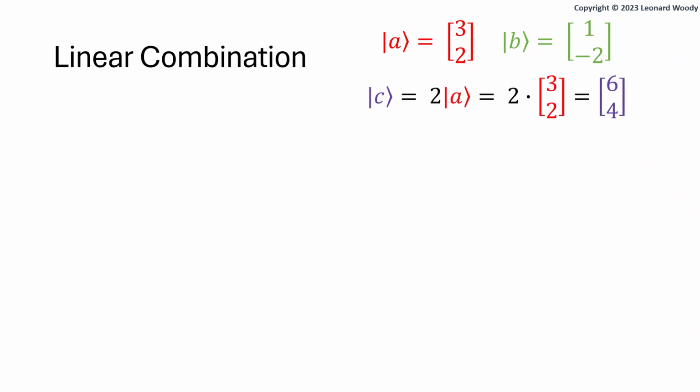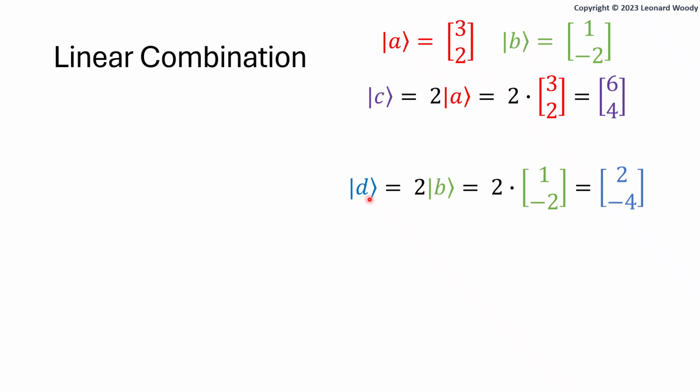Okay, so now that we've learned vector addition and scalar multiplication, we can take these two things and do linear combinations. So let's start with our two vectors, A and B. And from there, I'd like to double A this time. So our vector C is going to be 2 times A, which is 2 times 3 is 6, 2 times 2 is 4. So this is our new vector C, which is a scalar multiple of A.